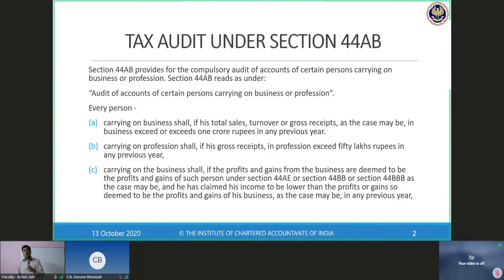But there are certain problems over here. One, the way books of accounts are prepared as per the Companies Act may not align with the requirements of the Income Tax Act. Let's understand some of the differences, some of the requirements of Income Tax Act which may be different from the way books of accounts are recorded or prepared.